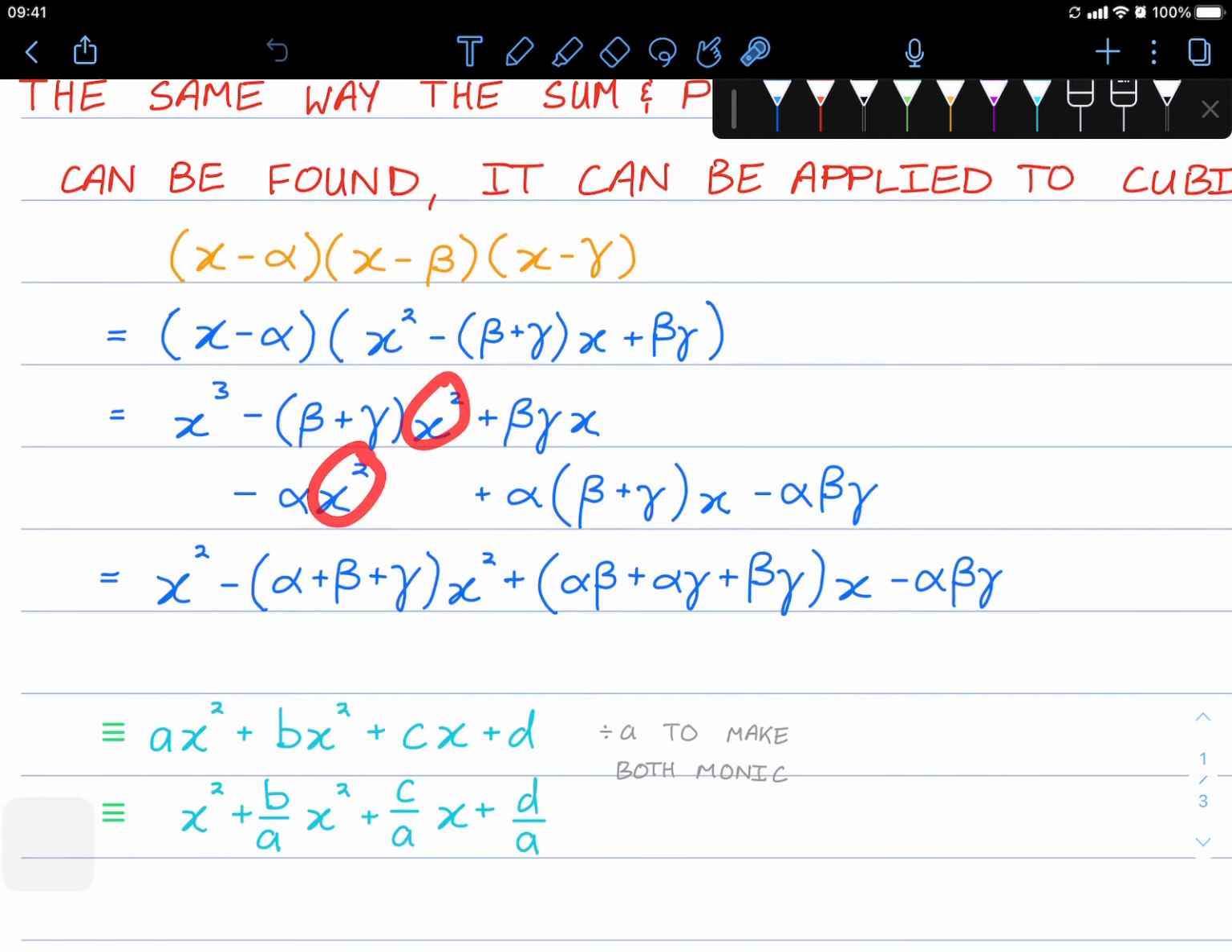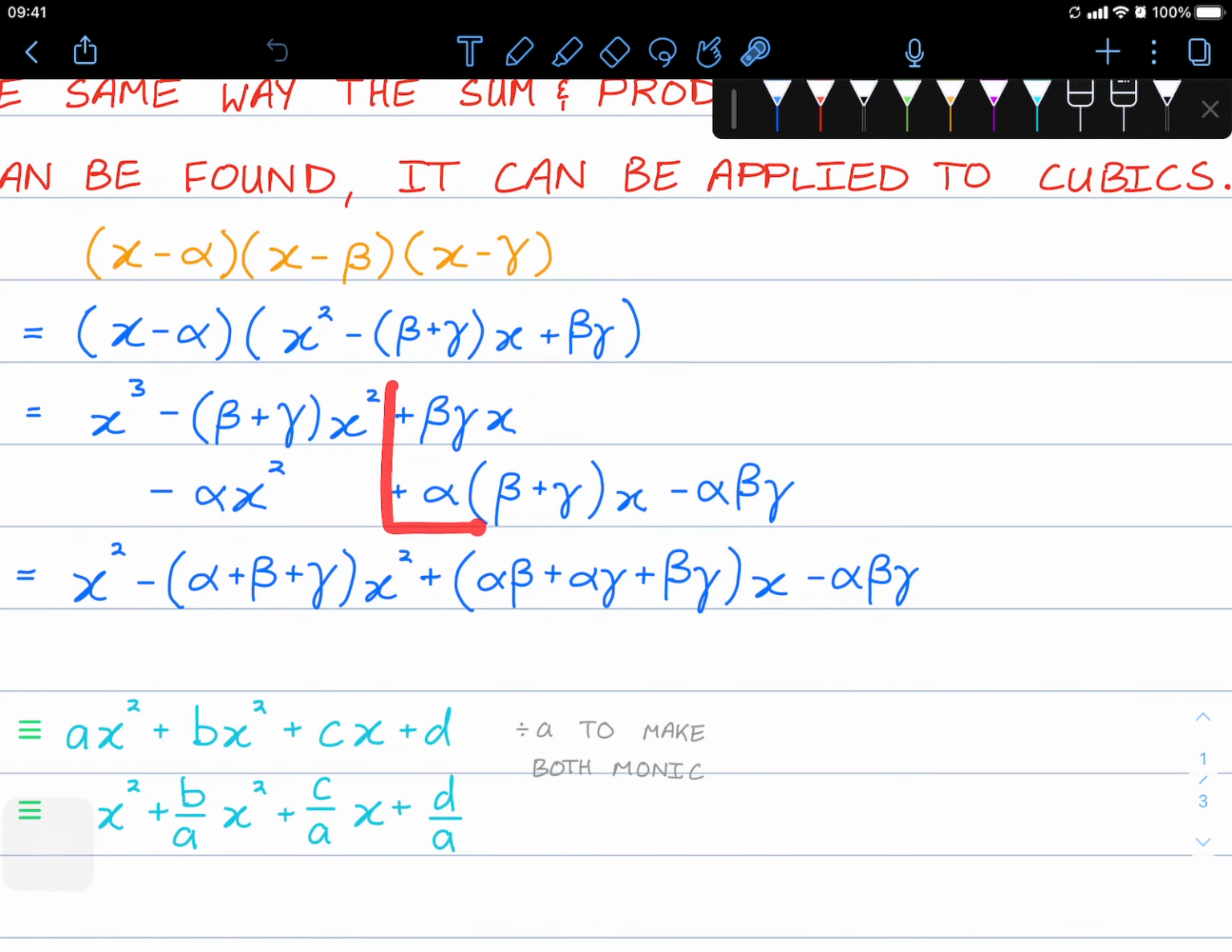These two have x squared, so we can factor both of them here, leaving us with alpha plus beta plus gamma. These terms here, if we expand this, we get alpha beta, alpha gamma, and from there we can factor out x. So it becomes alpha beta plus alpha gamma plus beta gamma. And the last one is negative alpha beta gamma.